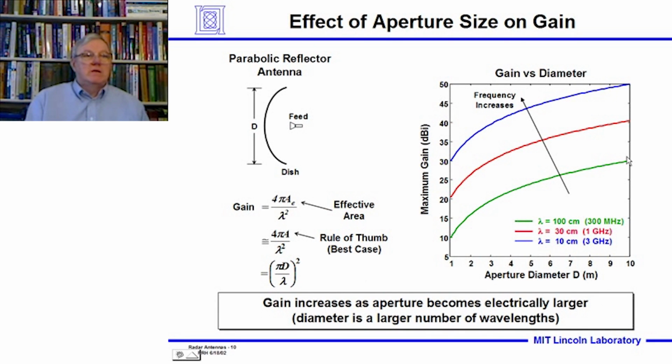Now, over here on the right, we're going to look at the effect of aperture size on the gain for different wavelength antennas. And let's just look in this case, and we see as the frequency increases, as we go from 300 megahertz to 3 gigahertz, which is 3,000 megahertz, a factor of 10, we move up considerably from 22, 23 dB for say a 6-meter diameter dish. We move up to in the region of 40, 45 dB. We move up quite large.